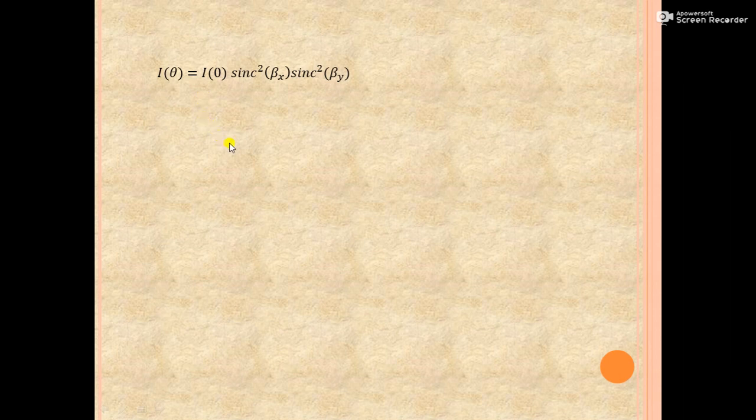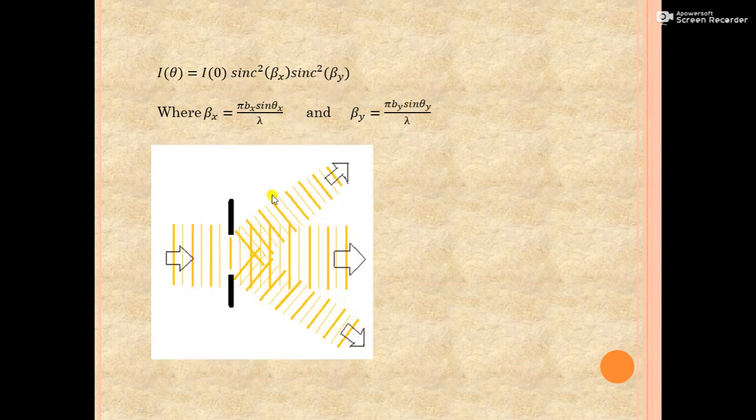Now, in practice the slits are not one dimensional; in reality they are two dimensional. In that case I(theta) can be written as I naught sin square beta x sin square beta y, where beta x is equal to pi bx sin theta x by lambda and beta y is equal to pi by sin theta y by lambda, where bx and by are the dimensions along the x direction and y direction, and correspondingly theta x and theta y along the x direction and y direction.